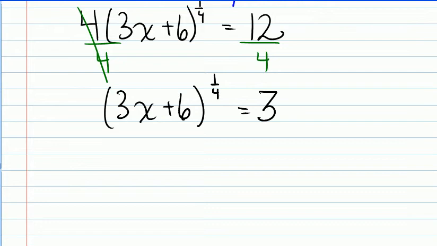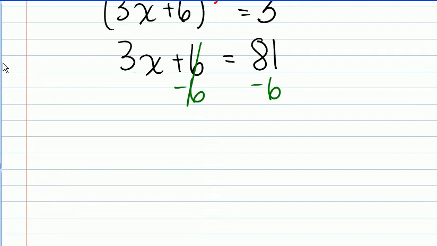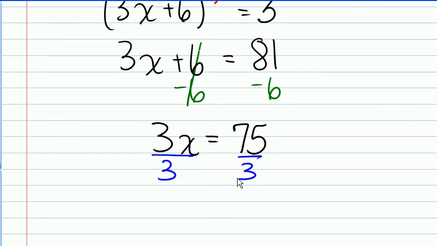So 3x plus 6 equals 3 to the 4th, which is 81. Solve for x by subtracting the 6. Don't forget to divide by 3. And we get that x equals 25. Which, since the problem was multiple choice, is letter G.